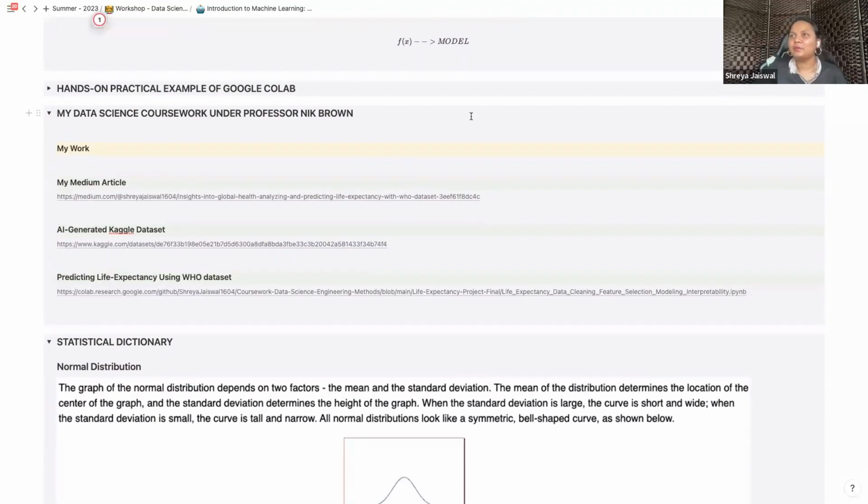These are a few of my works. Last semester I took the data science course under Professor Nick Brown, and working under him, there were a lot of things we had to explore on our own, but it was worth it, I feel. I explored a lot of APIs and tried to do something on my own. This was one of the very recent things I did, generating an AI-generated arthritis data set. Let me just show this.